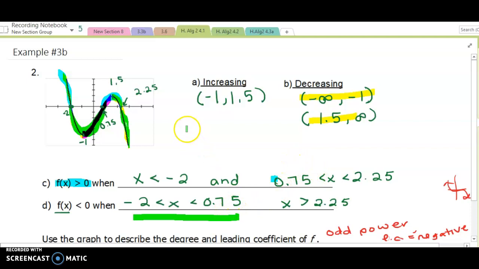Okay, what we can get from this graph is that we have an odd power and a leading coefficient that is negative.